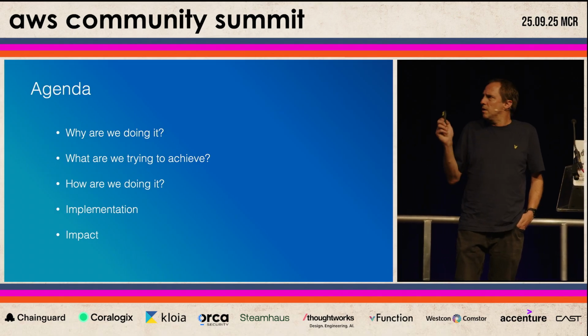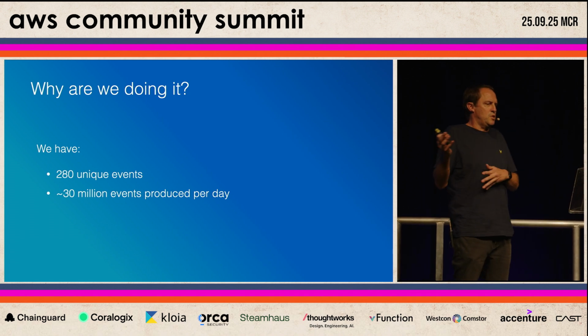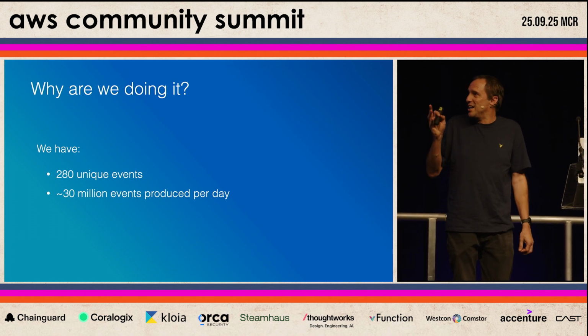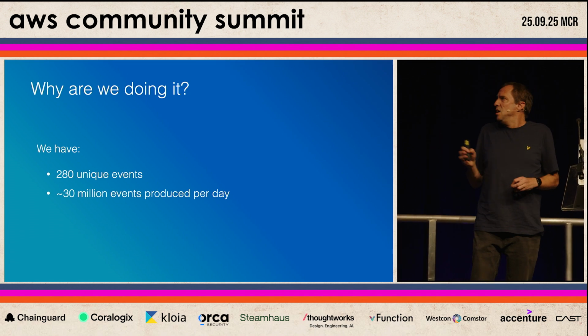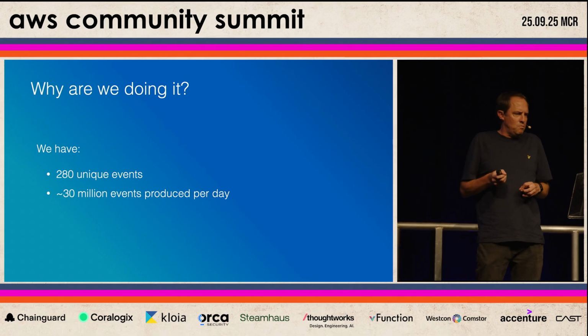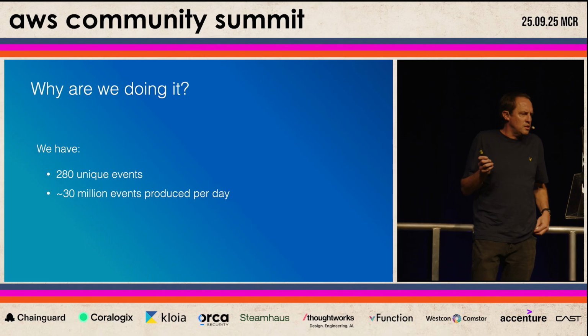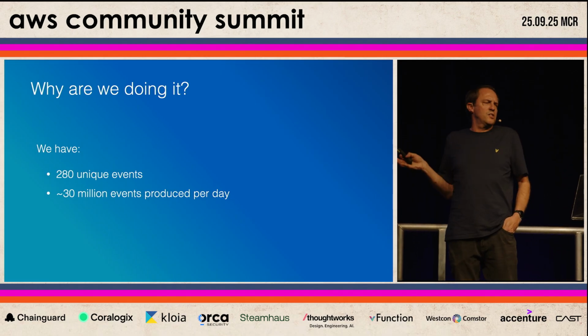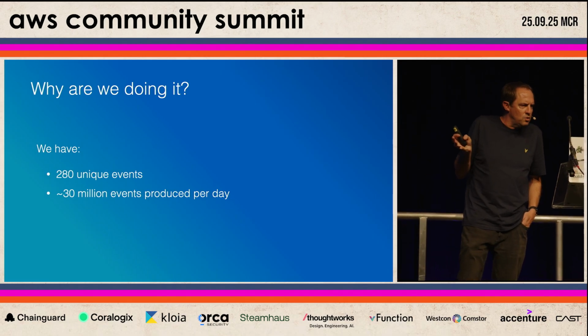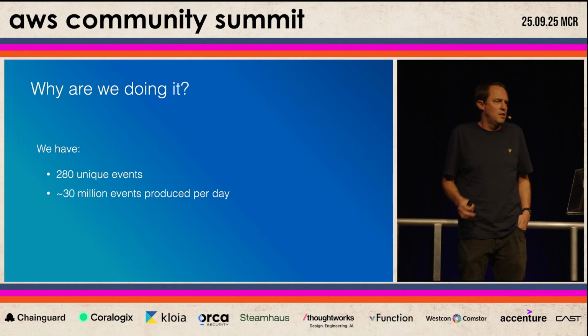So why are we doing it? We've got 280 unique events. We produce around about 30 million events a day. Maybe it's a bit more now, I think, since I did that slide. The whole thing is underpinning a successful FTSE 250 company.